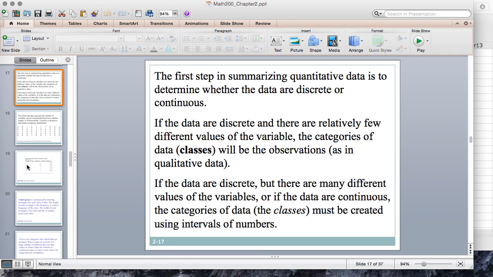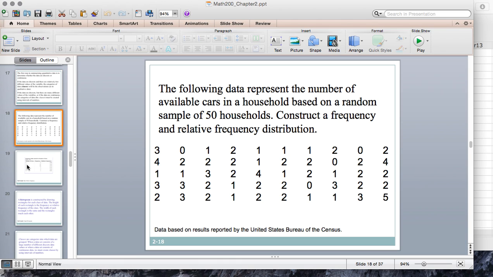If the data is discrete and there aren't very many categories, then we can treat it the same way that we did our qualitative data. Now, if our data is discrete, but there are a lot of different values for our variable, or if the data is continuous, then we have to actually create classes or categories for our data. If we take a look at this example here, it looks like a survey of 50 households was done, and all they did is record the number of available cars in a household based on this random sample. And we want to construct a frequency and a relative frequency distribution of this data.